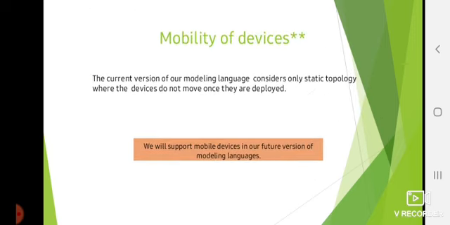Next, we have to discuss the mobility of the devices. The current version of our modeling language considers only a static topology, where the devices do not move once they are deployed. But we will support mobile devices in our future version by using a variety of modeling languages.